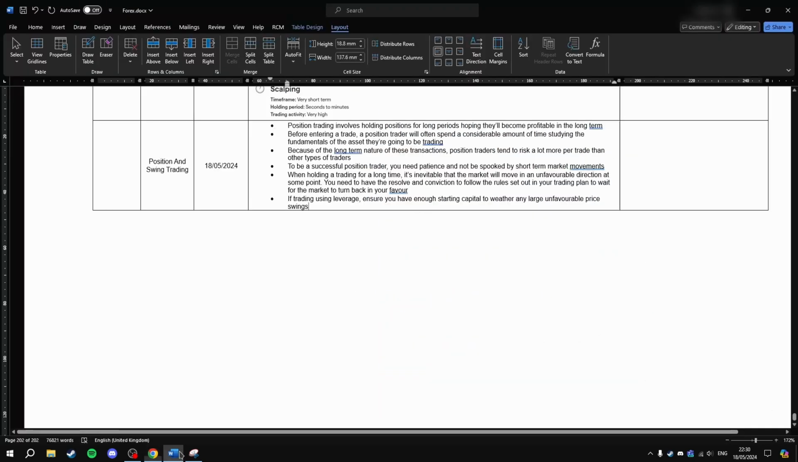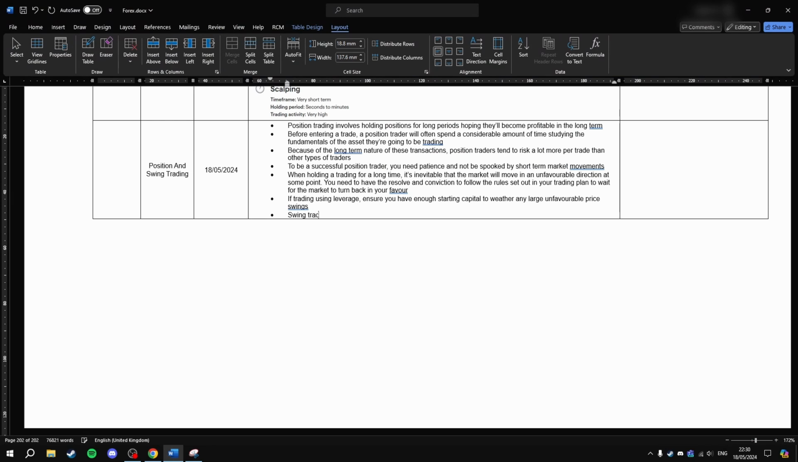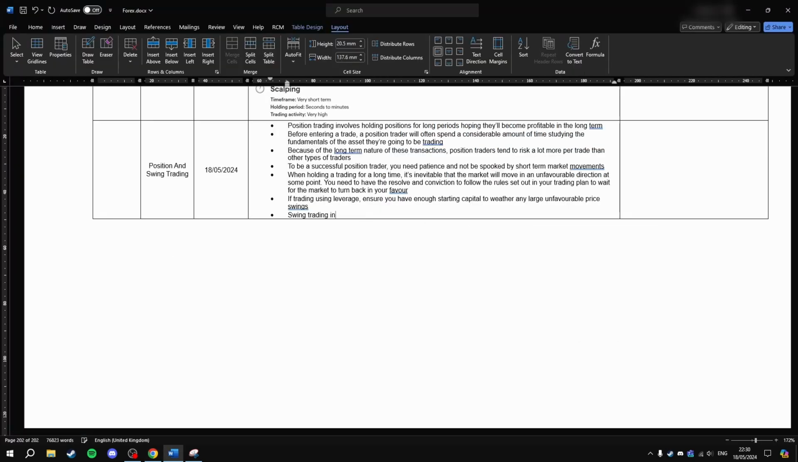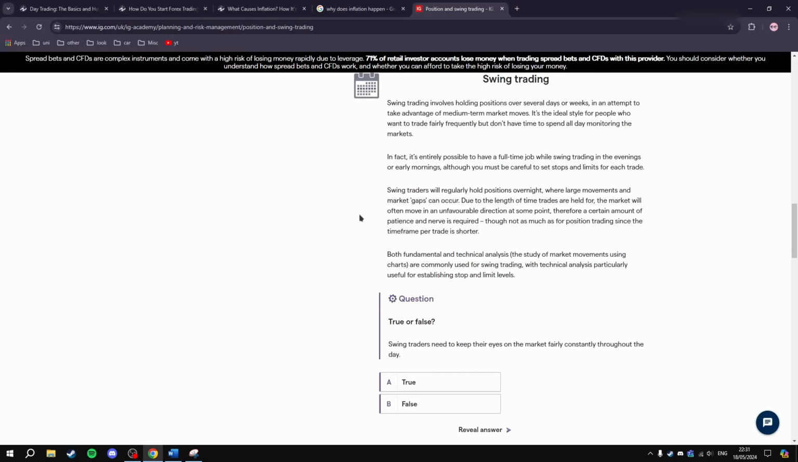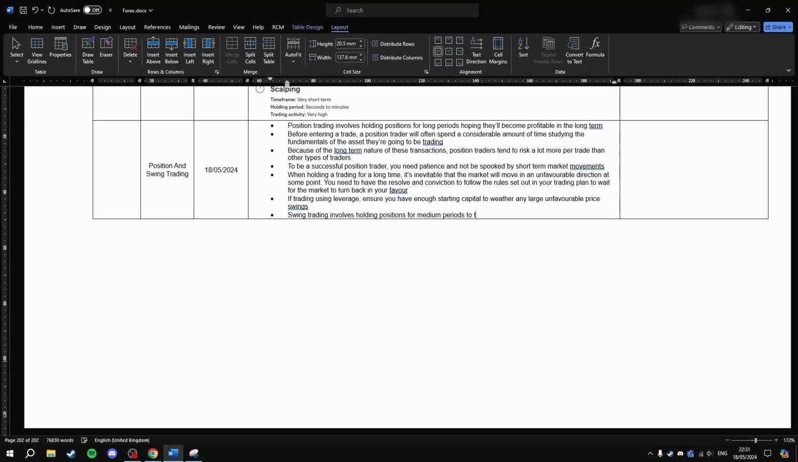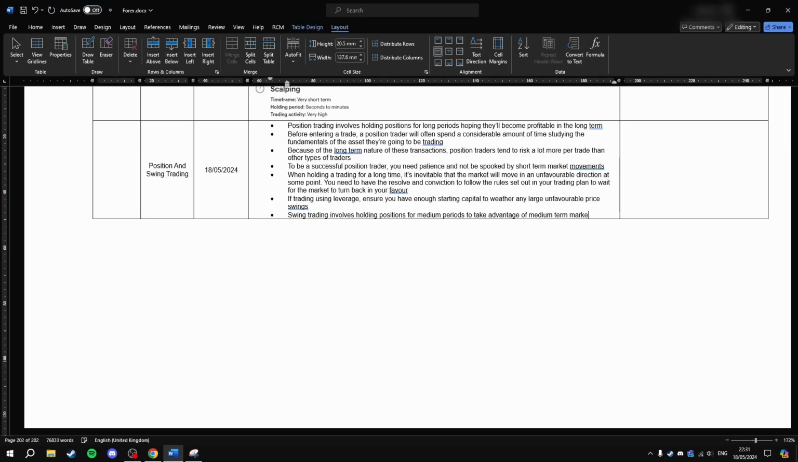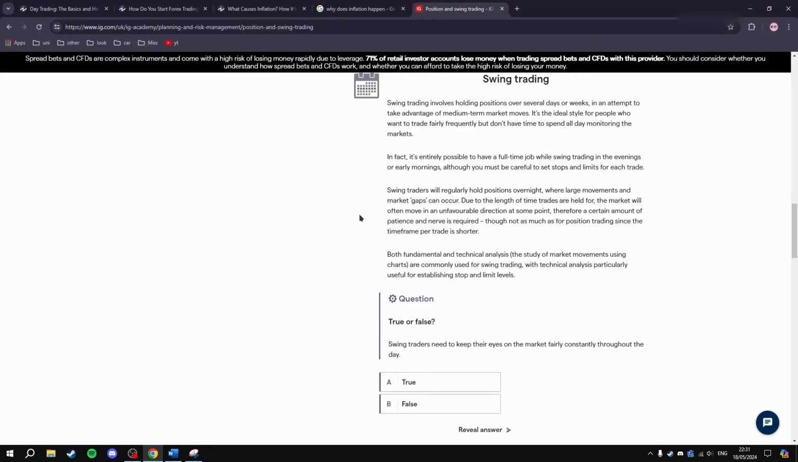Okay, swing trading. Swing trading involves holding positions over several days or weeks in an attempt to take advantage of medium-term market movements. It's the ideal style for people who want to trade fairly frequently but don't have the time to spend all day monitoring markets.